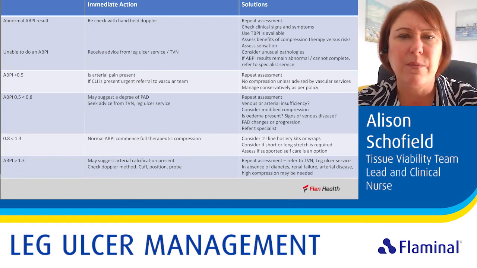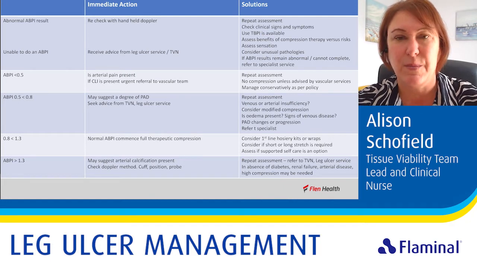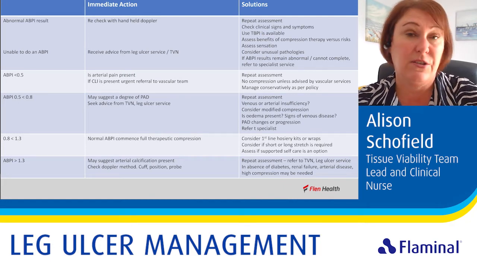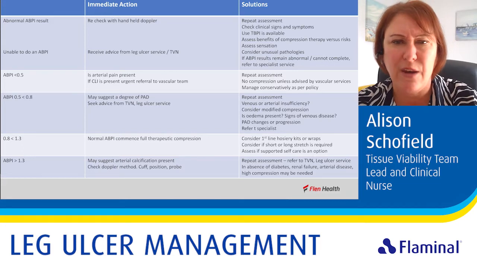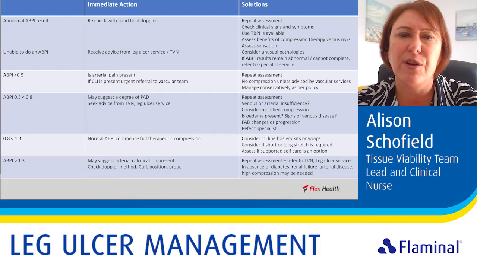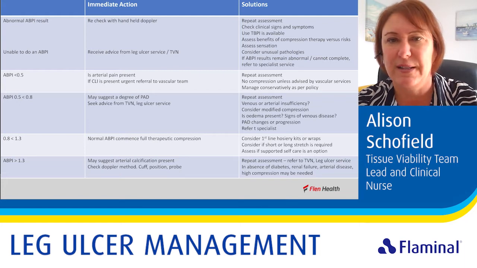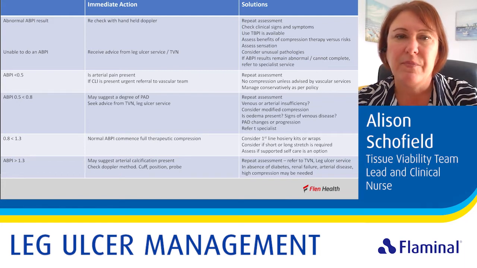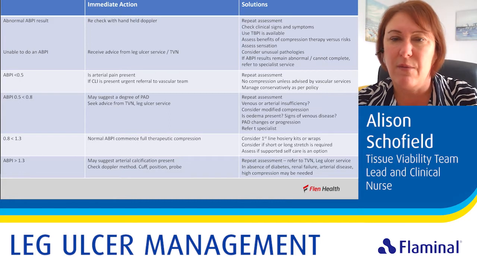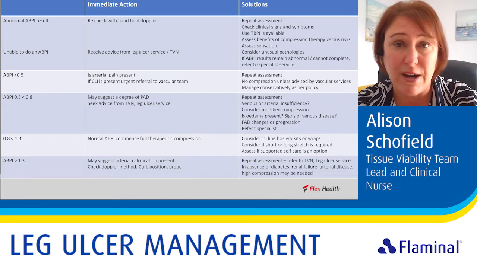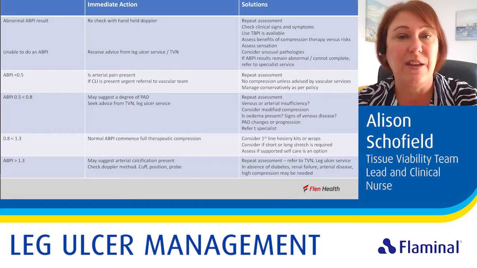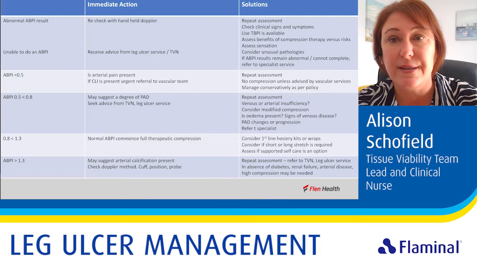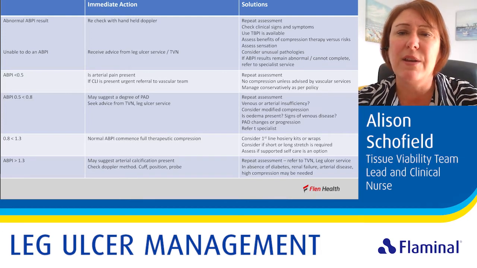It might be that you're unable to do an ABPI for some reason, because the patient can only be in a sitting position, so that will affect the results, or it's too painful, things like that. So you can refer to your advice from Tissue Viability Leg Ulcer Service with that. If it's abnormal, then we can consider doing a toe brachial pressure if you have those systems there. We need to check the leg for the clinical signs and symptoms. Remember, back to the assessment.